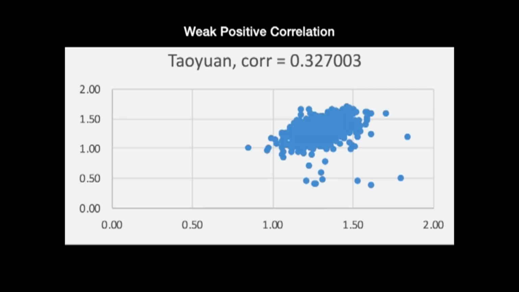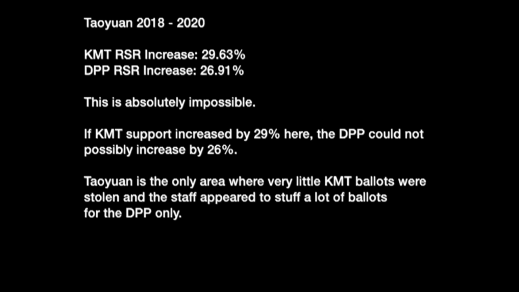Okay, so to recap what happened in the 5 cities, we can see here in Taoyuan that there was a weak positive correlation of 0.32. So KMT RSR increase in Taoyuan was 29.63%. DPP RSR increase was 26.91%. This is absolutely impossible. If KMT support increased by 29% here, the DPP could not possibly increase by 26%. Taoyuan is the only area where very little KMT ballots were stolen, and the staff appeared to stuff a lot of ballots for the DPP only.